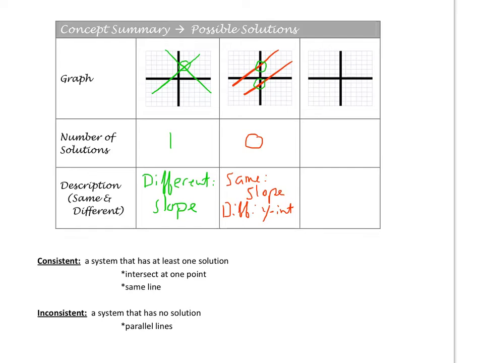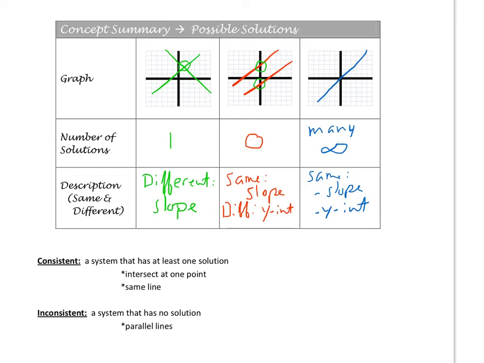Otherwise, if they have the same slope and the same y-intercept, they're the same line. And it would look like this. In other words, on this graph I have two different lines, but you only see one because they are exactly the same line. Now if we consider a solution to be a point of intersection, when you have two lines that are exactly the same, so one line is graphed on top of the other, then you have many solutions, or the infinite symbol works. And what they have in common is that they have the same slope and they have the same y-intercept.